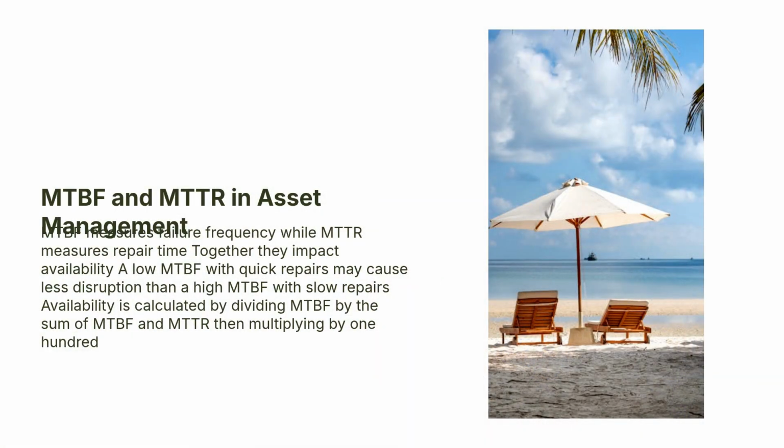MTBF tells you how often an asset fails, while MTTR, or mean time to repair, tells you how long it takes to fix it. Together, they determine availability. A low MTBF with quick repairs may cause less disruption than a high MTBF with slow repairs. Availability is calculated by dividing MTBF by the sum of MTBF and MTTR, then multiplying by 100. Improving MTBF and MTTR can significantly impact asset availability.